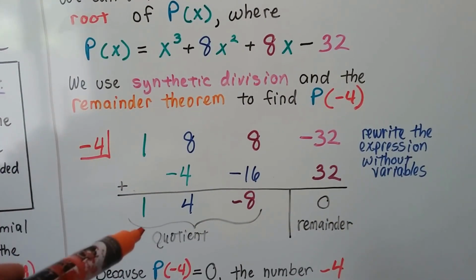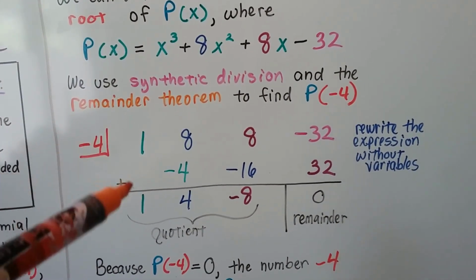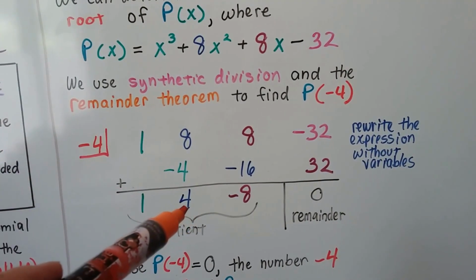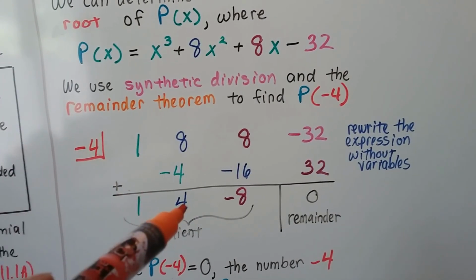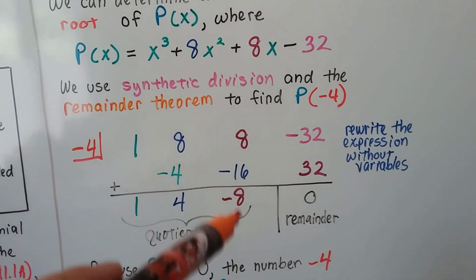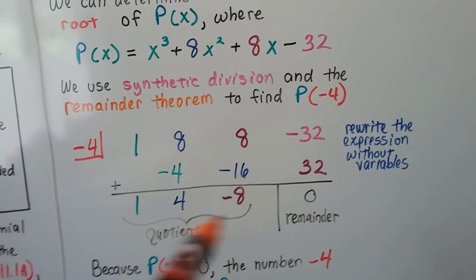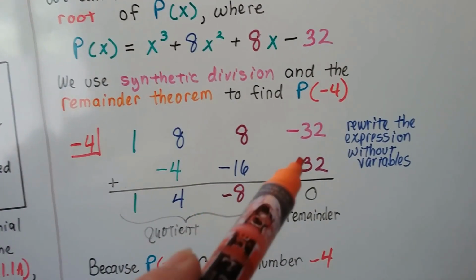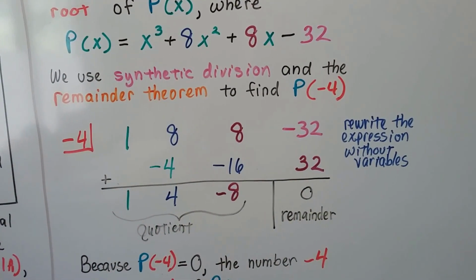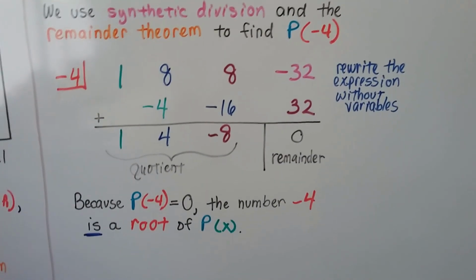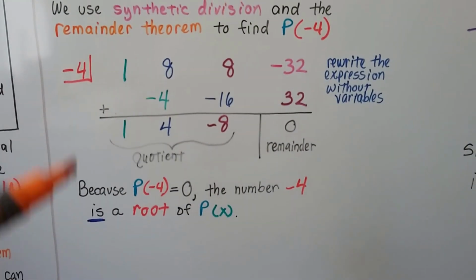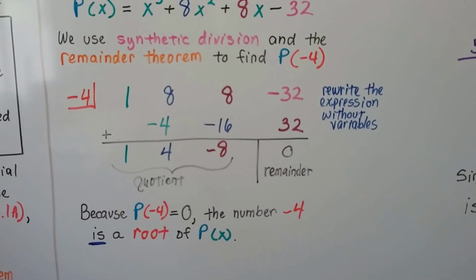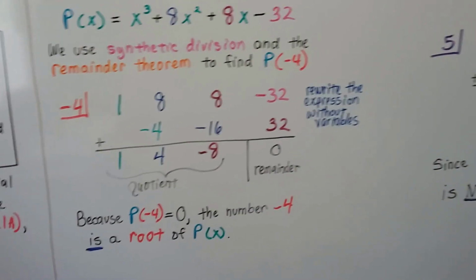We drop our 1 down, and then we say this negative 4 times the 1 gives us a negative 4. Then we add these. We get a positive 4. Then we do negative 4 times this 4 and get a negative 16. We add these and get a negative 8. That's our quotient. Then we do negative 4 times the negative 8 and get a positive 32. Well, that gives us a remainder of 0. And because p of negative 4 is 0, that number, negative 4, is a root of p of x. It made it a 0. See? Let's try another one.